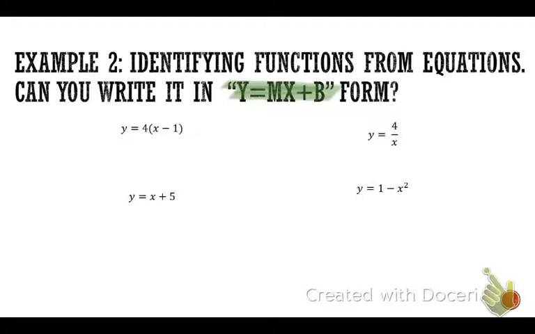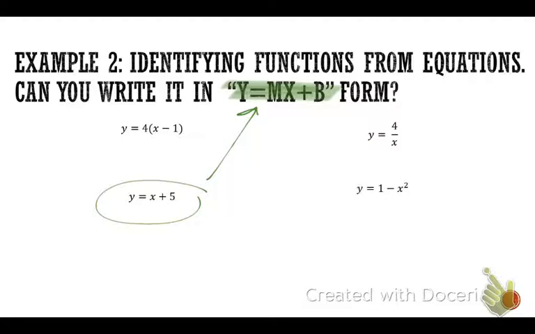Notice I didn't say, is it written? Can it be written? So some of these equations, which we've already done, we could rewrite them. We could rearrange them. Maybe I just need to move a couple terms around, and then it could be written in slope-intercept form. So let's look at this bottom left one first. y equals x plus 5. Going by the order of the terms, does it match up with slope-intercept form?